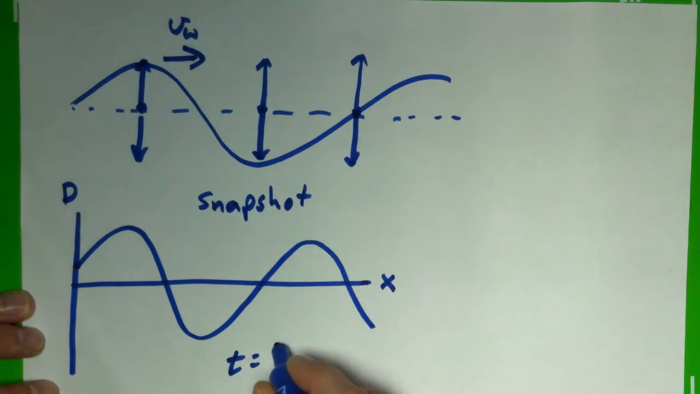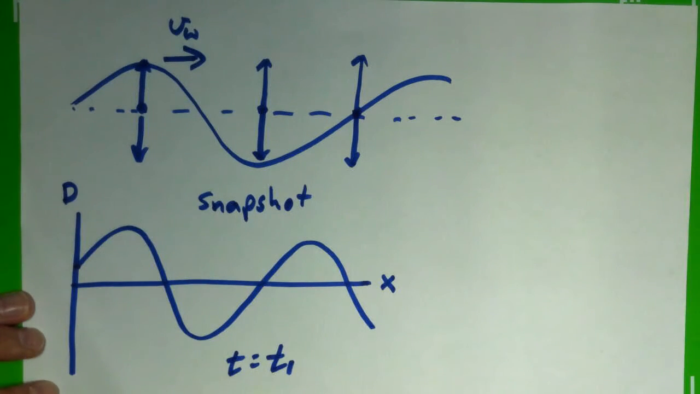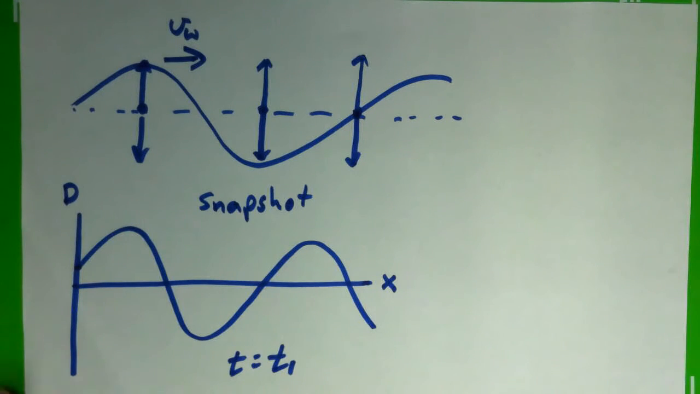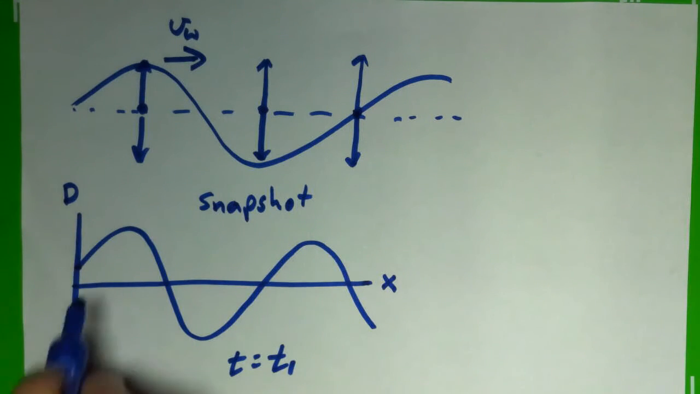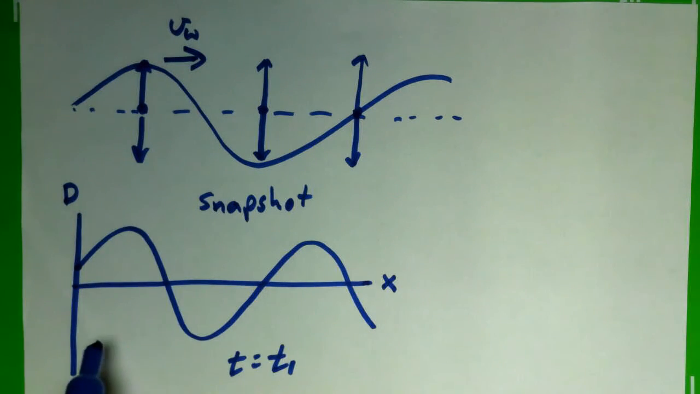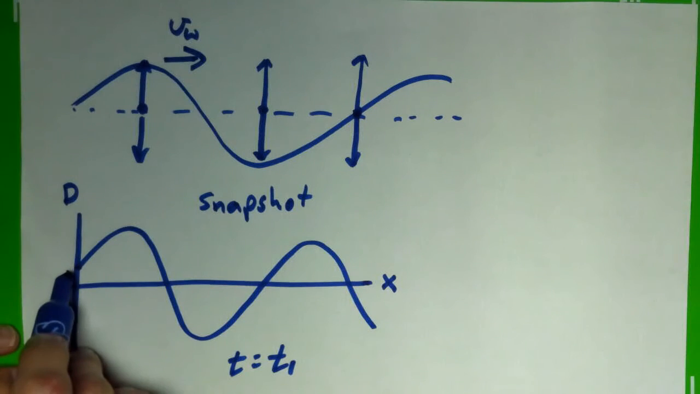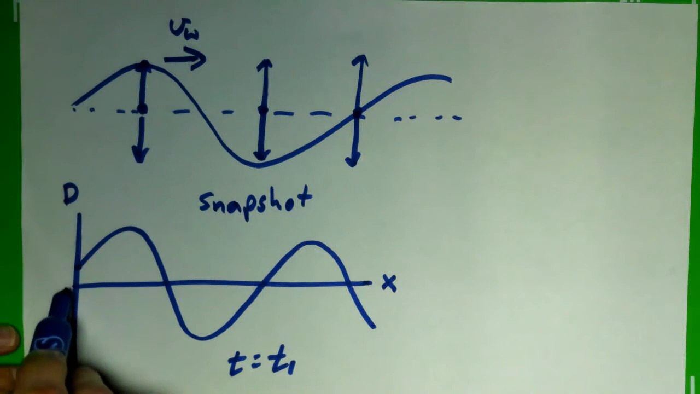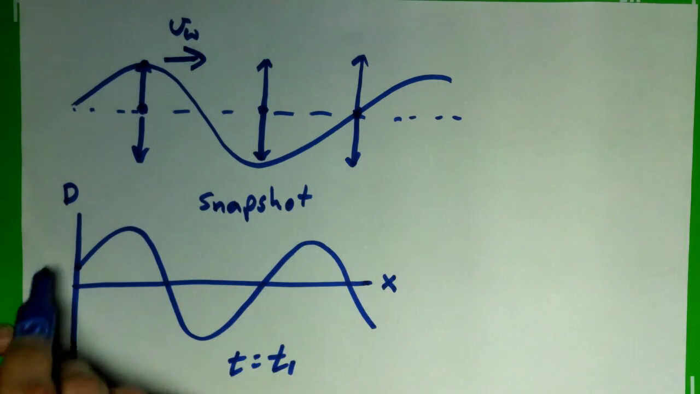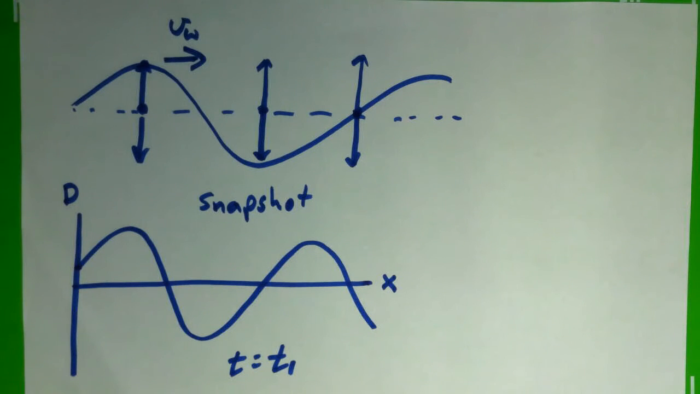So t equals t1. There has to be one moment in time to see that. And that gives a lot of information. I can see where it's at. I can see that this molecule at this time is up here. I can see that at this moment in time, the molecule at the origin is not at the origin, it's somewhere else. And a question then is, what's the shape of this going to be at a later time?